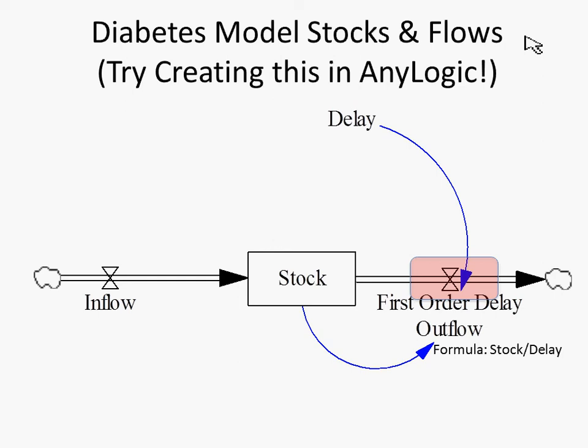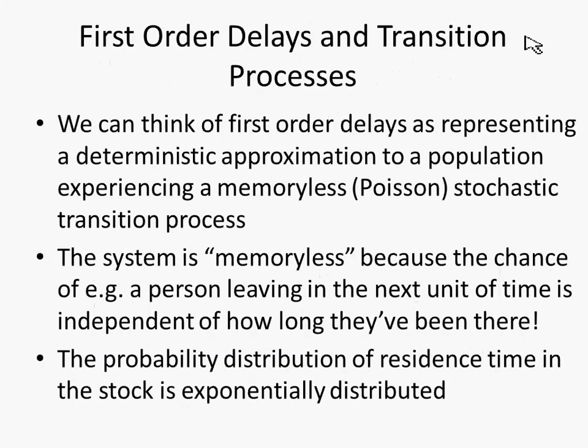It's memoryless because the chance of them leaving per unit time is independent of how long they've been there. It doesn't care how long they've been there. As long as they're in that stock, it knows they have this certain risk per unit time. And the probability distribution for the residence time in the stock, how long they spend there, is exponentially distributed. They have a much higher chance of leaving early than they do leaving later, but that's in absolute probabilities. Conditional on still being there, the chance of leaving in the next time unit is always the same. It's always 1 over delay per unit of time.